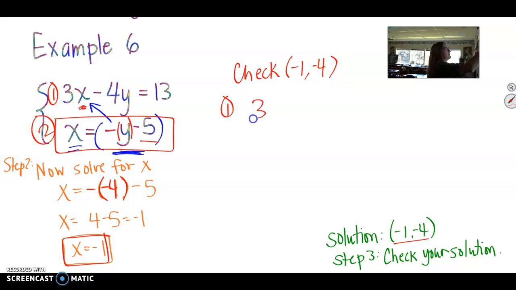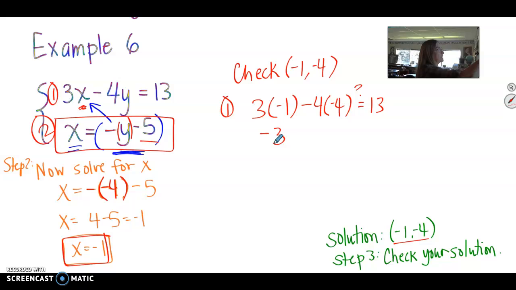So if I put negative 1 in for x, minus 4 times negative 4, does that equal 13? So this is negative 3, and then I have a double negative. Negative 4 times negative 4 is plus 16. Negative 3 plus 16 does equal 13. And so that checks out, but let's check the second one.